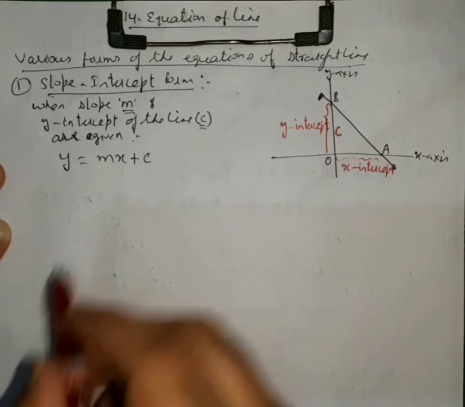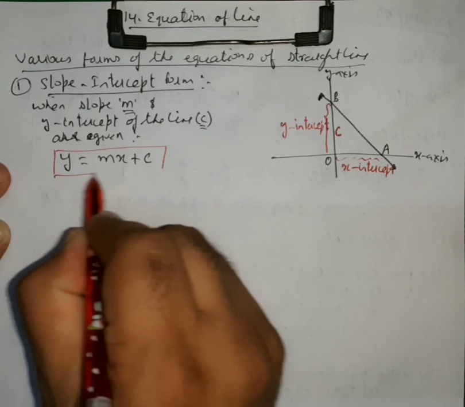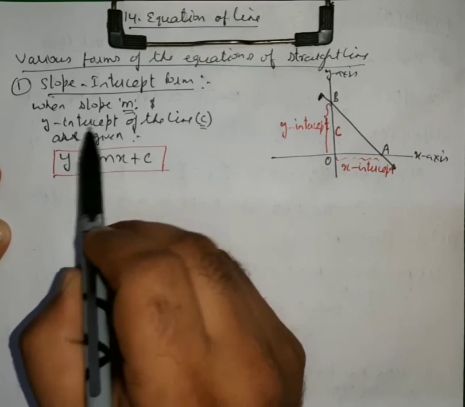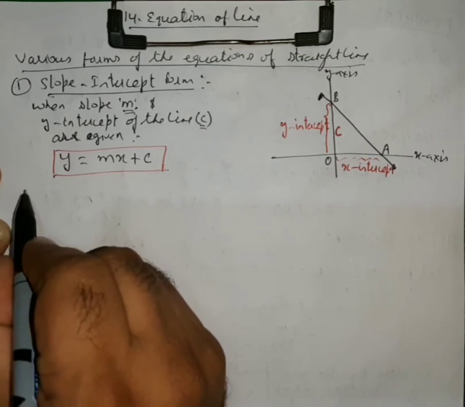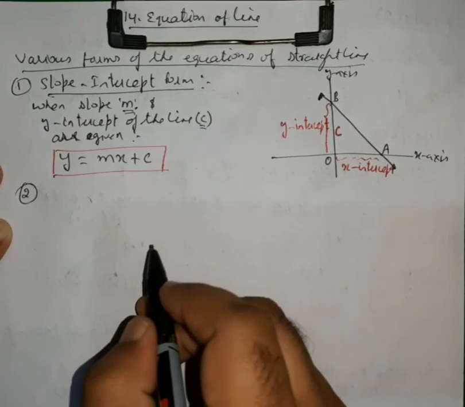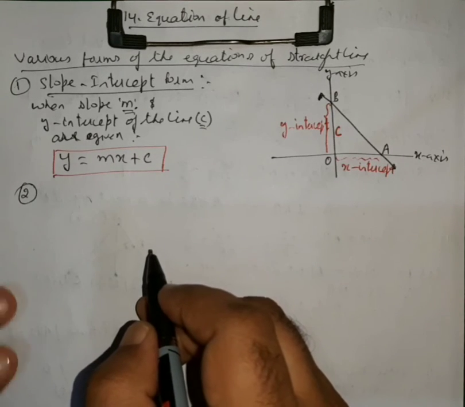Then the equation of the line will be y is equal to mx plus c. This is our first form of equation. So here please remember, slope will be given and the y-intercept of the line will also be given. Then we can find the equation of the line in this way. Now the second form of the equation is the point slope form.